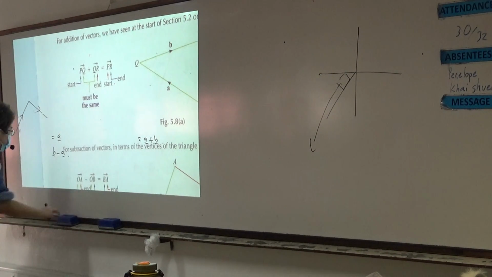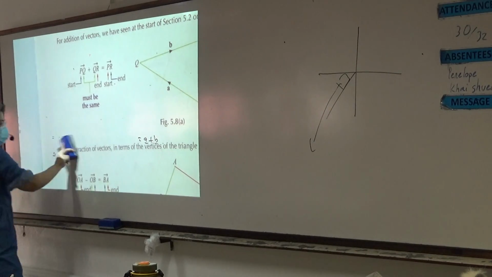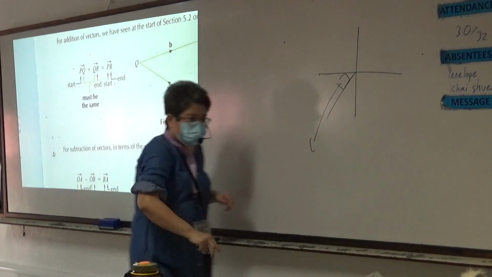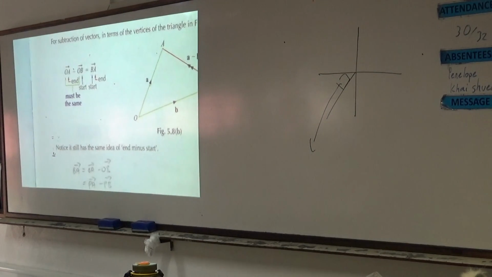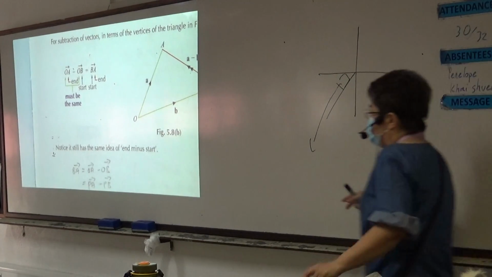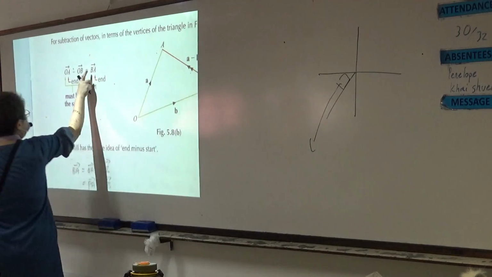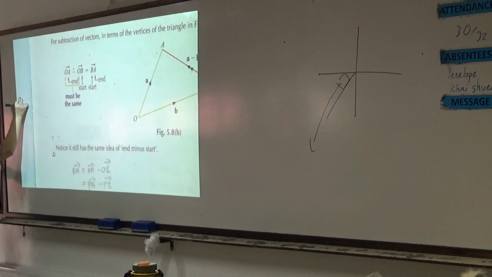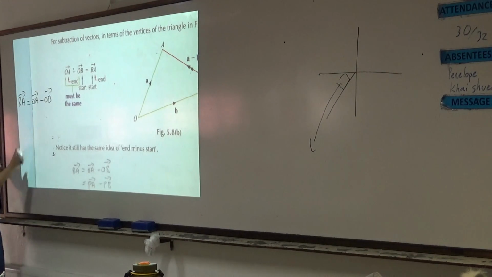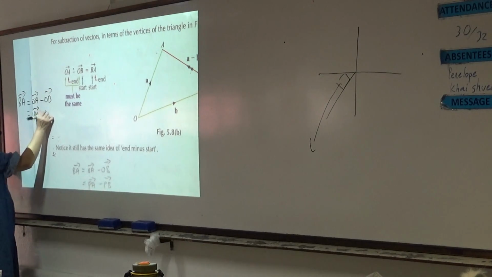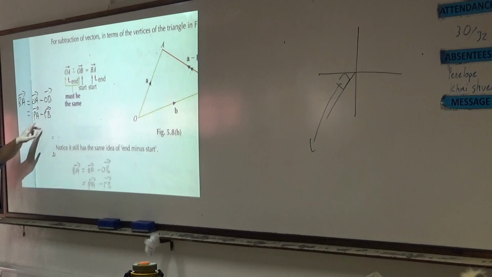Okay? Now, then we talk about the negative, minus. What do we have for minus? If this is BA, you will have OA minus OB. It may not always be that. It can also be PA minus PB. That means this first letter must be the same.